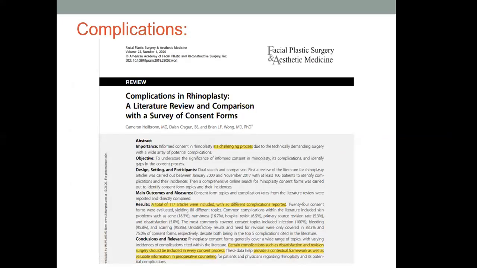The last topic I'll talk about is the complications. This is a systematic review published in 2020. They concluded that certain complications such as dissatisfaction and revision surgery should be included in every consent procedure. This systematic review also provides a very helpful framework as well as valuable information in pre-operative counseling.